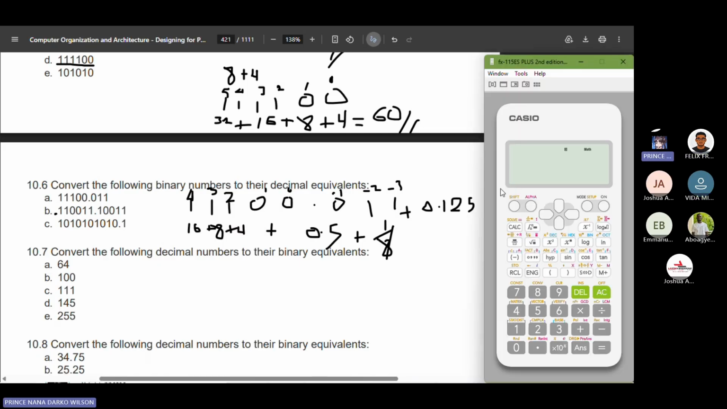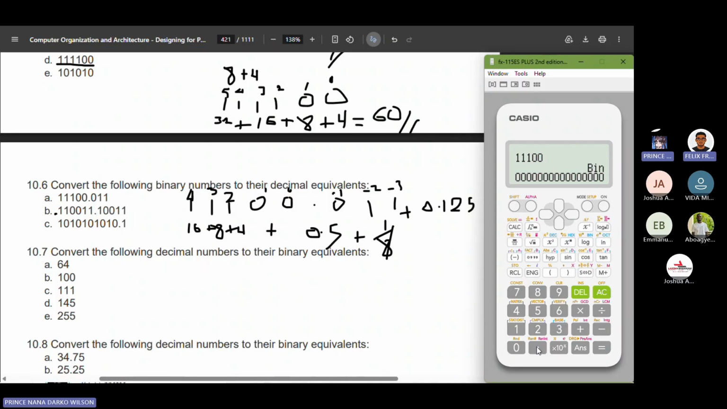If you want to convert that number, we just come to mode, we select option 4, and then we choose the number system that we are doing the entry in. In this case, it's binary. And we enter the binary number 11100.011. It's not accepting. The binary point doesn't work. Oh, okay. So you have to work your way around it.